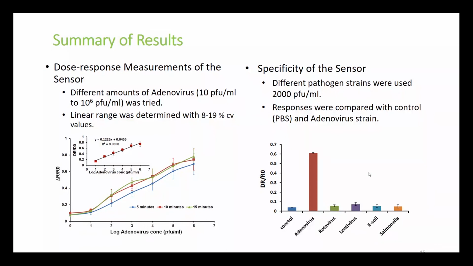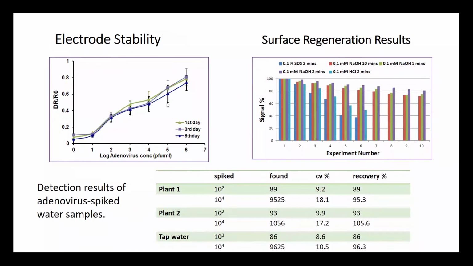And this is our electrode stability, I mean the biosensor surface, the nano-device surface stability. After 5 days, they are still usable. Actually, this is the reusage. I mean, on the first day we use the system, and on the third day and fifth day, we use the same system surface again and again.